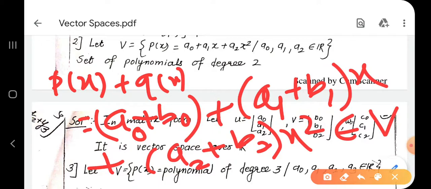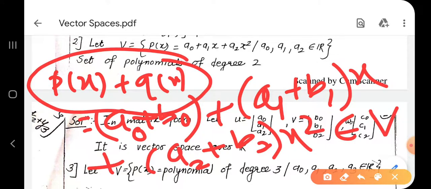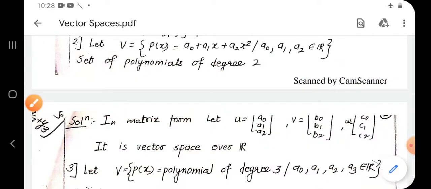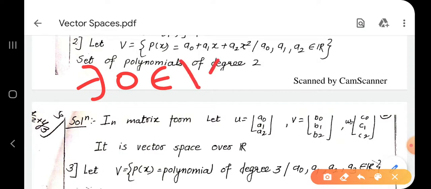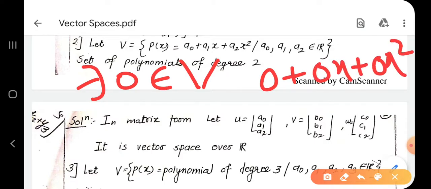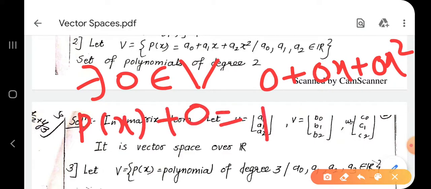Now we can write b0 plus a0, b1 plus a1, so commutativity is also possible. So the second condition is also satisfied. You can do the third condition and satisfy associativity also. So the first 3 conditions are satisfied. Now we will turn towards the fourth condition. What is our fourth condition? There exists 0 belonging to V. Here you can take 0 plus 0x plus 0x square, and you can add: p of x plus 0 is equal to p of x. So the fourth condition also is satisfied.